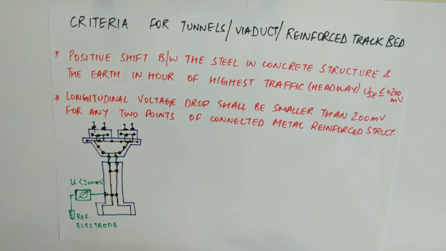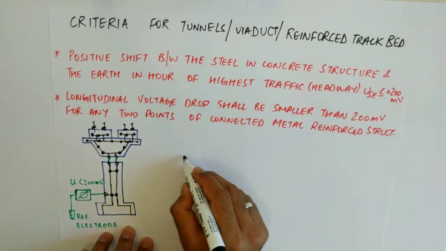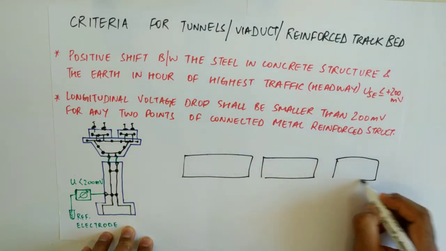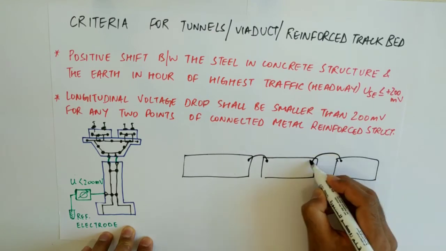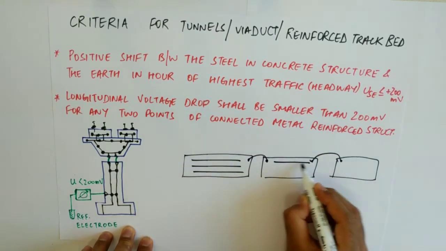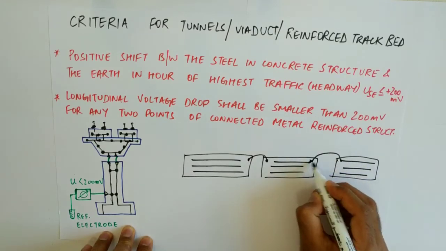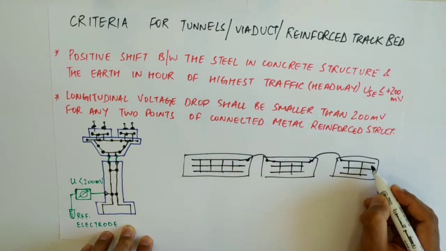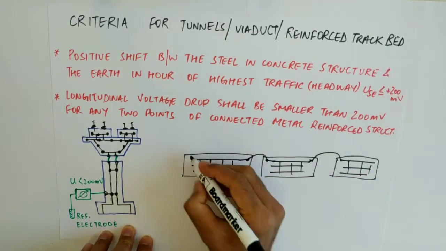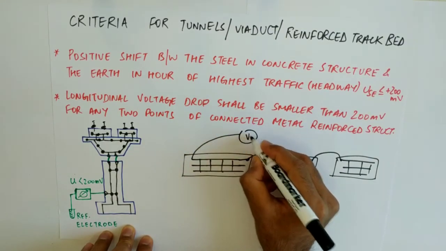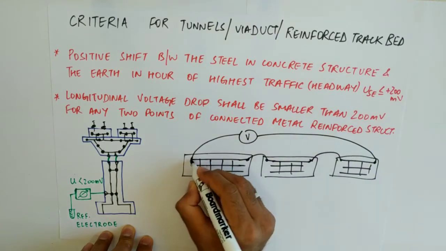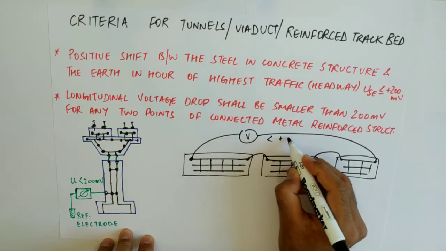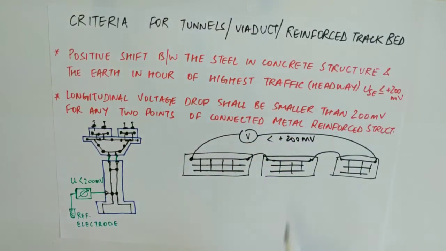Now this longitudinal voltage drop, if you take a top view of this, so suppose this is your track slab, they are connected with each other, and the rebars are there inside and they are also connected in transverse direction and longitudinal direction. So suppose this is your one section. If this is your longest section, then the voltage across any 2 points will be the largest. So voltage across these 2 points, between any rebar, shall be lesser than 200 millivolts. These are the two criteria.